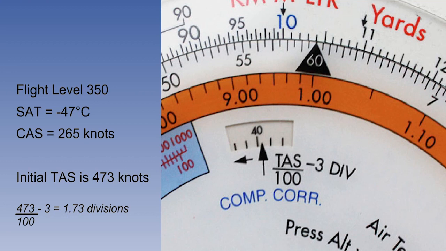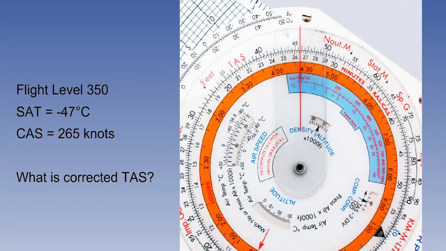It is not easy to judge this to a second decimal place, but just try to be as accurate as you sensibly can. You have moved the inner scale to the left, altering the relationship of CAS to TAS, correcting it for compressibility. Now read off the new value of TAS against 265 knots CAS on the inner scale. What do you get? You should have found a revised TAS of 457 knots. This is the final answer, and is how you correct for compressibility error.